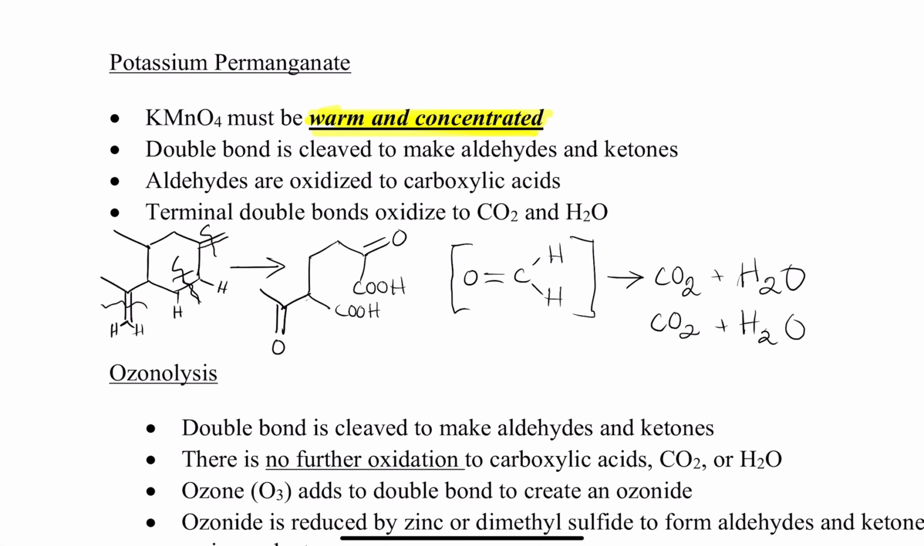If I were to add another double bond, and it's a terminal double bond, then I would have another mole of carbon dioxide and water. So that's oxidative cleavage using potassium permanganate.